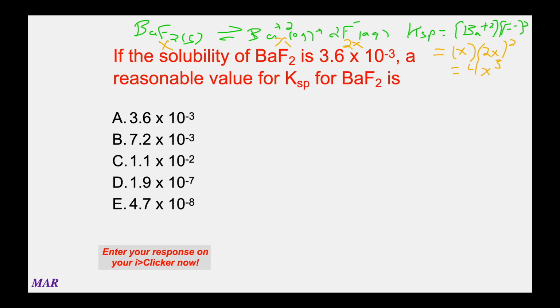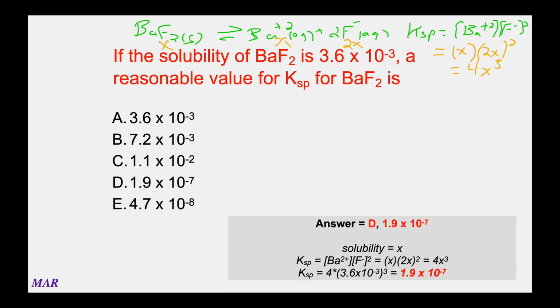Now, you could also take 3.6 times 10 to the minus 3 and multiply that by 2 times 3.6 times 10 to the minus 3 squared. That would be like finding barium and fluoride separately, and that's okay too. Any way you want to do it, the answer should come out to be 1.9 times 10 to the minus 7. And you can see down here, that's what I did. I had 4 times the solubility to the third power, and again, that came from X for barium, 2X for fluoride squared. That's where the 4x cubed comes from.